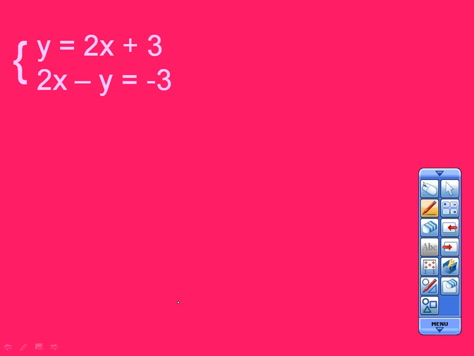all real numbers. If I have a system and my solution is all real numbers, what will the graph look like? Good. This will be a coinciding graph. Let's just make a little note of that so we don't forget. This will be a coinciding graph.